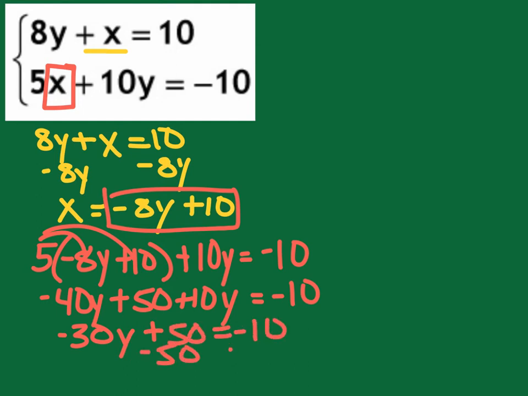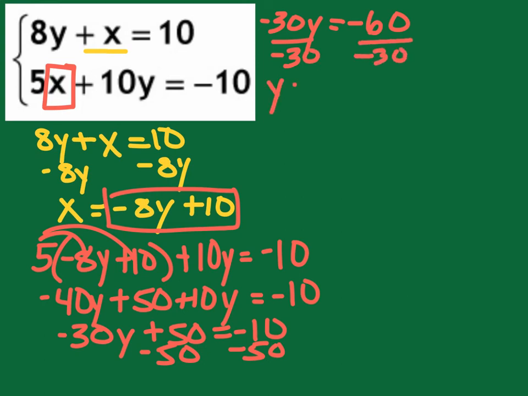Subtract 50 from both sides. I'm going to swing this up to the top. So we get negative 30y equals negative 60. Divide both sides by negative 30. And we get y equals 2. Now, again, that's not our answer. We now have to take that 2 and plug it in for y in either of our original equations. So I definitely think it's easier to take that 2 and plug it into the first equation.